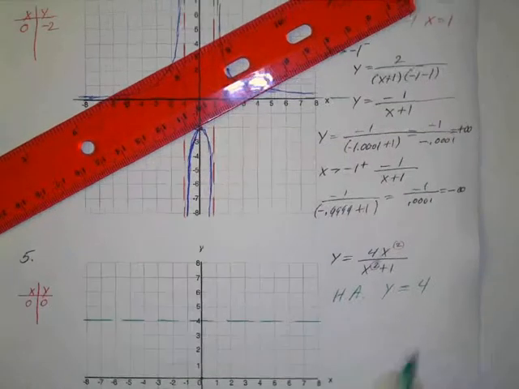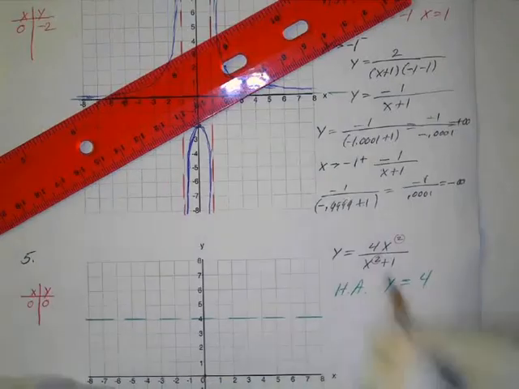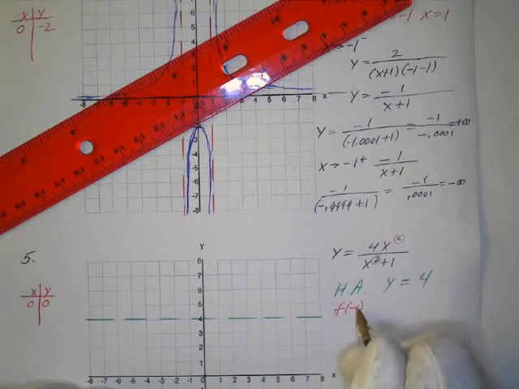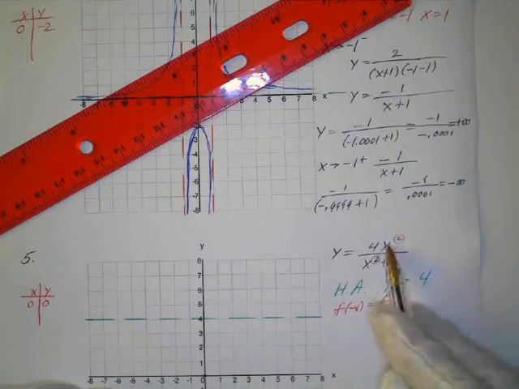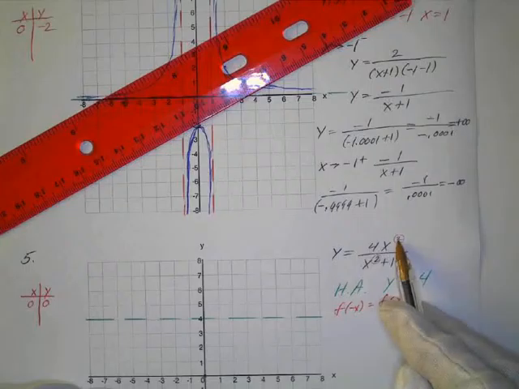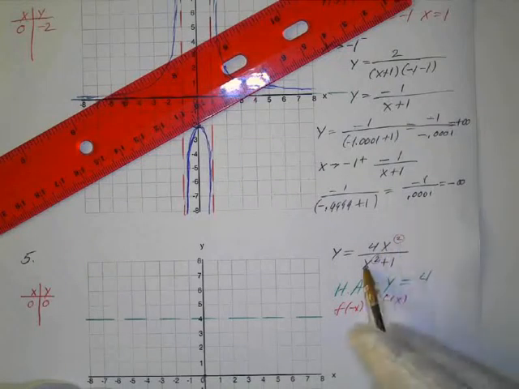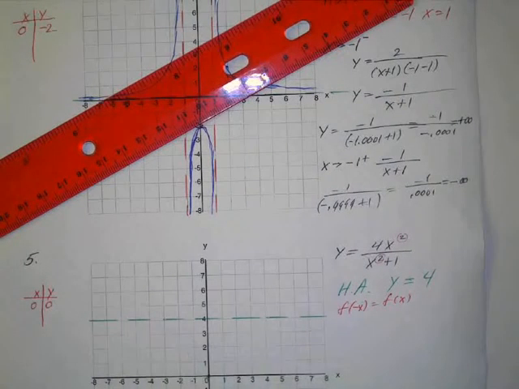The nice thing about this is this is an even function. In other words, if I put a negative x in there, f of negative x equals the same thing as f of x. It doesn't make any difference because if I put a negative x there, I get x squared. If I put a negative x inside there, I get x squared. So it's the same thing. So that means it's going to be symmetrical to the y-axis.